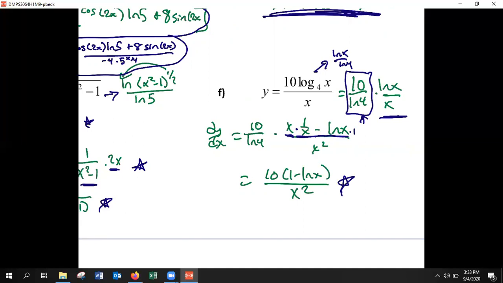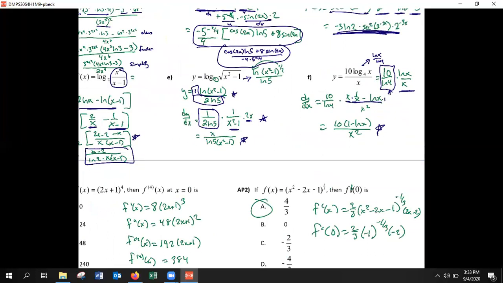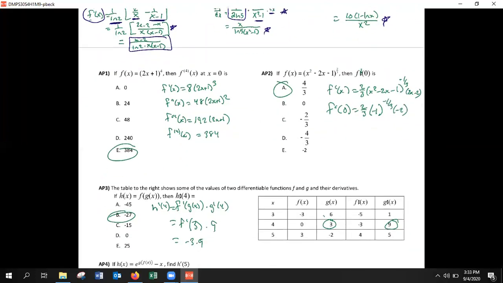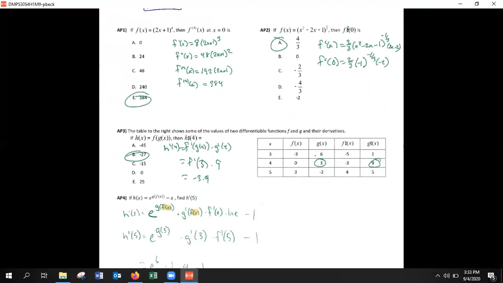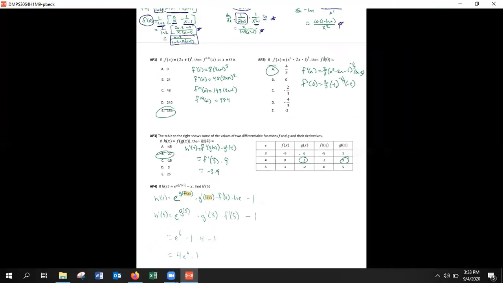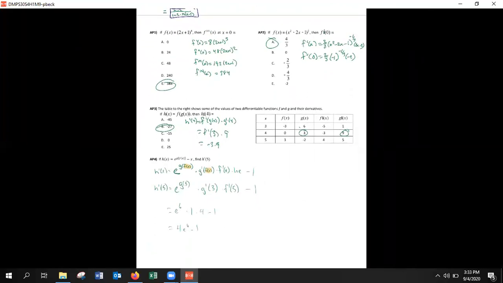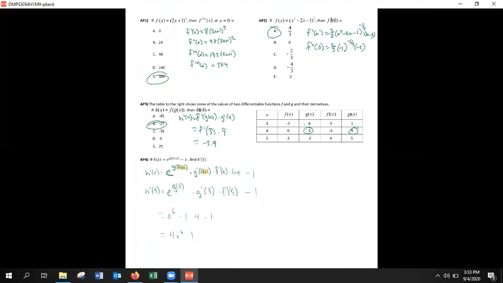So I do have a couple of AP style problems that are not in your homework, but I have them on these notes. So I'll go ahead and show them, and my work hopefully is self-explanatory enough that you're able to understand what those answers are and why those answers are what they are.